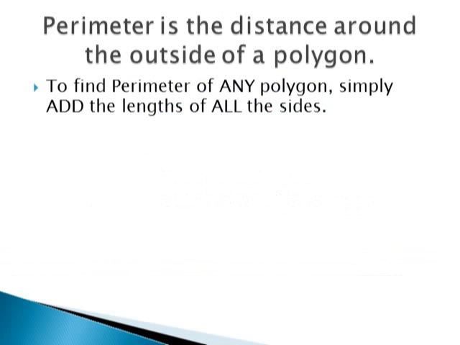So how exactly do we find the perimeter of a polygon? Well, basically all you have to do is add up all the sides. So you could always use this formula to add up all the sides to find the sum of the sides. So let's just do an example. Let's draw a rectangle.